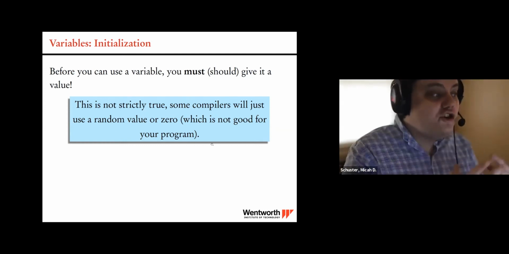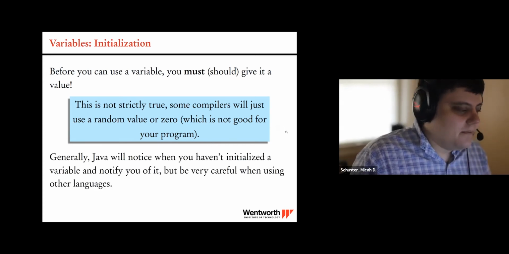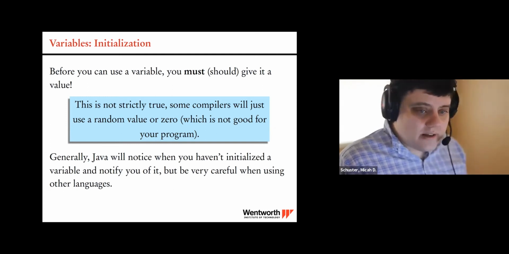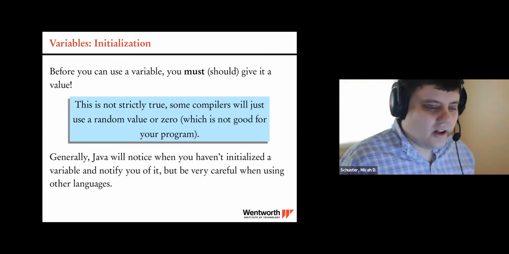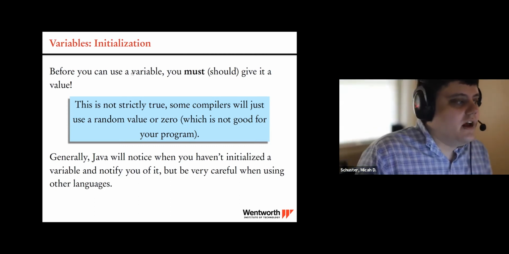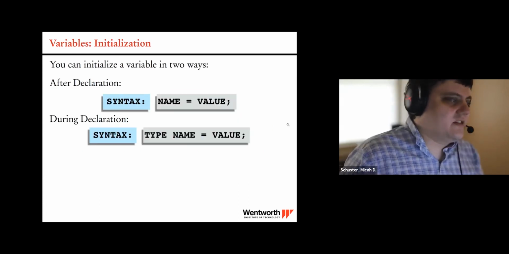So you should give a variable a value before you start using it. Generally, Eclipse and Java in general will notice when you haven't initialized a variable and let you know. But you do want to be careful when using other languages. So let's talk about how you actually do this. How do you initialize? What's the syntax for that?